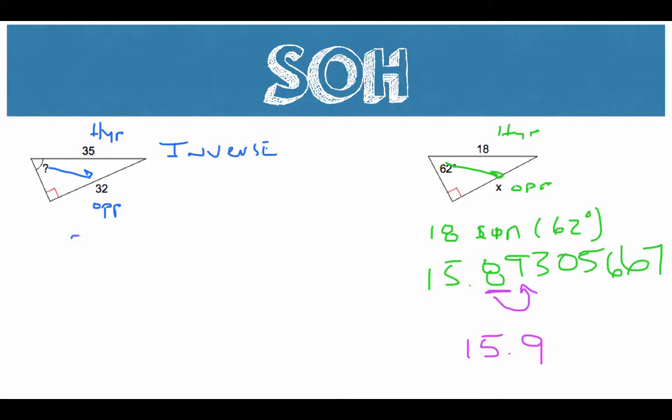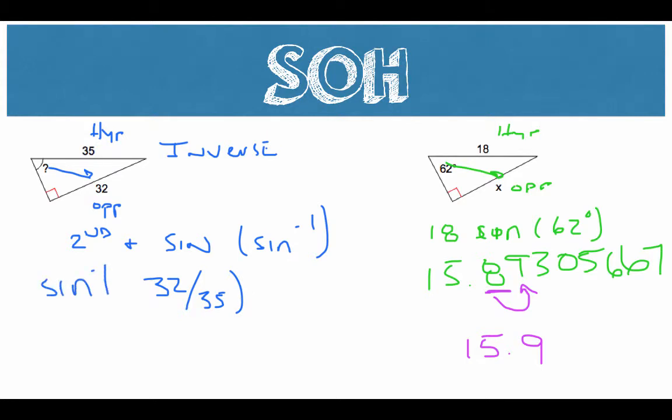So what we have to do when we go to our calculators is go second, sine, which would actually be sine to the -1. Once I get second sine to the -1, I'm going to put in exactly what I have here. I have 32 over 35. So now I'm going to go 32 divided by 35, and I'm going to close my parentheses.